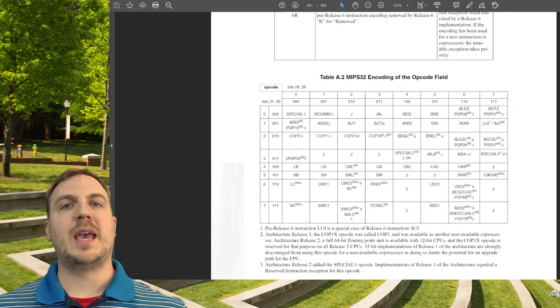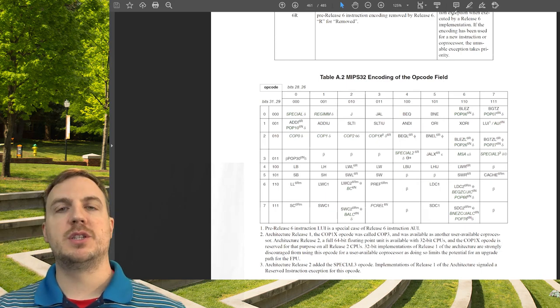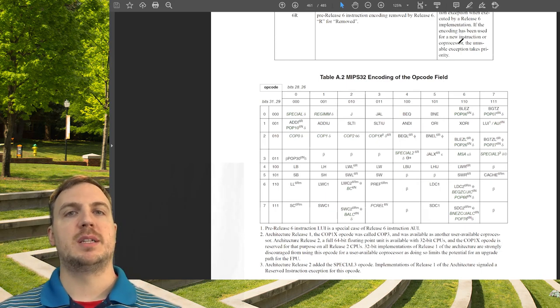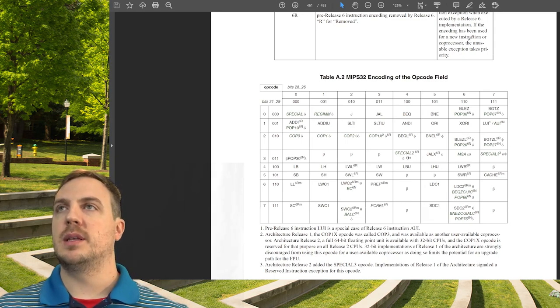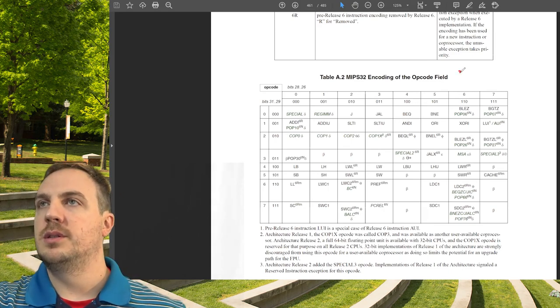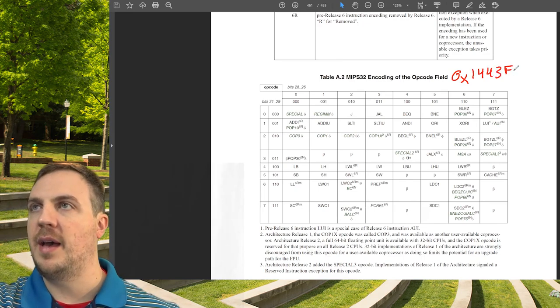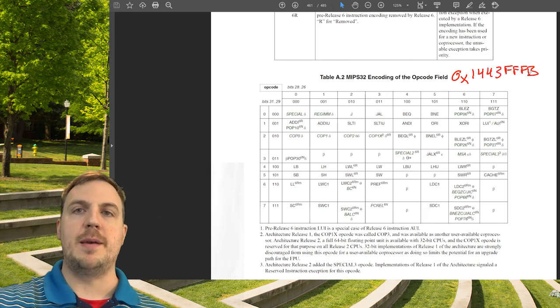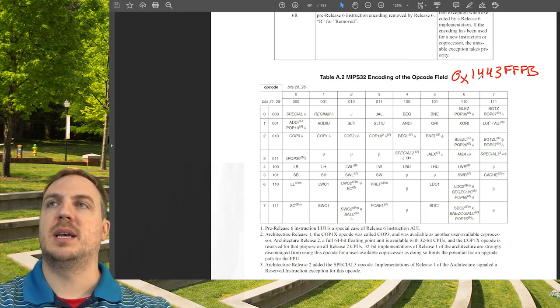So now let's take a look at an example where we have a branch instruction. In a branch instruction, remember that it's PC relative. It means it's relative to the program counter and that it's relative to the instruction that's after the branch. So let me give you an example here, which is going to be 0x1443FFFB. Okay, so once again, what we're looking for is the opcode, which is the leftmost 6 bits.